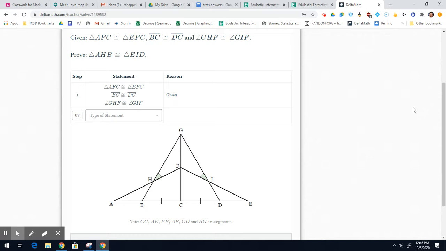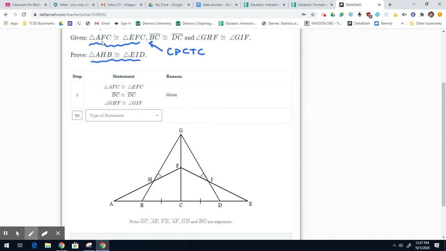So notice here we're given that triangle AFC is congruent to triangle EFC, that segment BC is congruent to DC, and that angle GHF is congruent to angle GIF, and we have to prove that triangle AHB is congruent to triangle EID. Are you kidding me? Right? We have to prove a second set of triangles congruent. Why? This is so bizarre. Why would they give us these triangles congruent if we have to prove these triangles congruent? Well, it's because from that pair we can use CPCTC to help us find other pairs of congruent parts that'll help us with this pair.